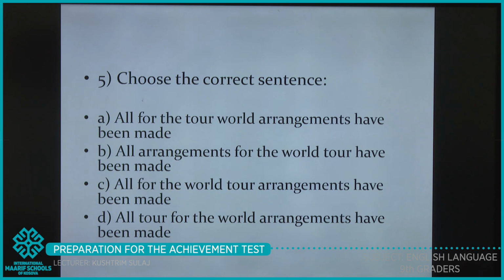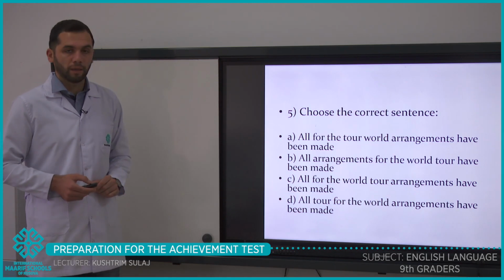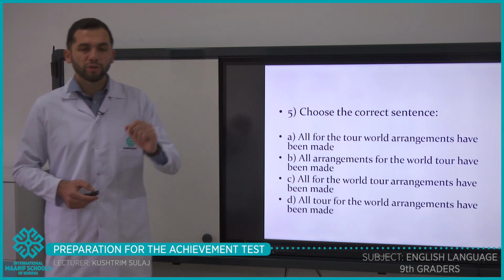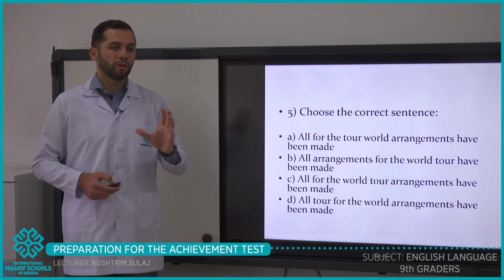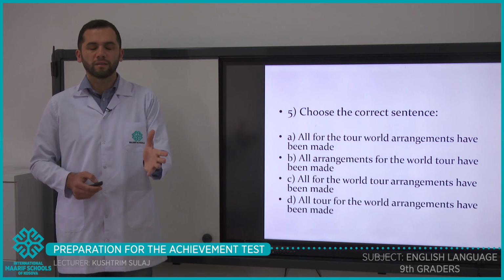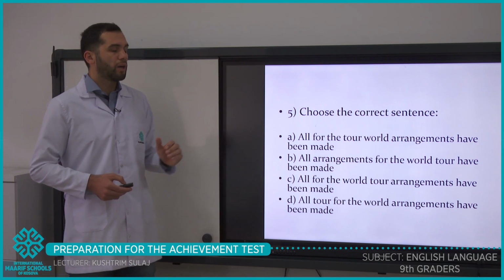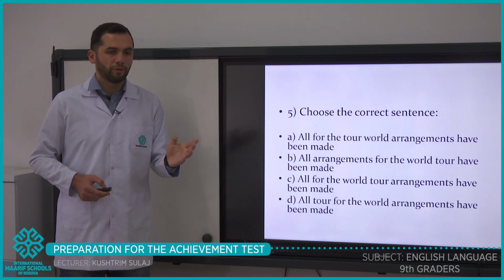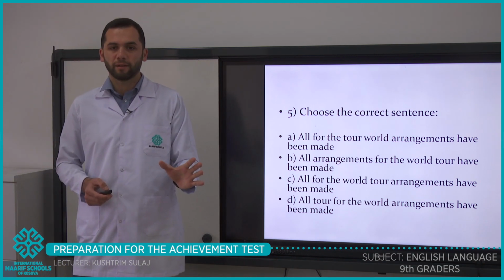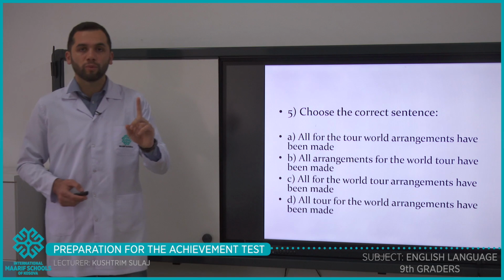So let's go to the other one, number 5. It says, choose the correct sentence. All for the tour world arrangements have been made. Now, word ordering is very important in English. Usually students make mistakes when they compare word ordering with Albanian and other languages. This is not a good thing. So, when you try to make a sentence, do not compare it with Albanian, because in Albanian it can be 3 or 4 or maybe 5 forms correct. They can still sound correct, but in English there are only 1 or 2 forms.